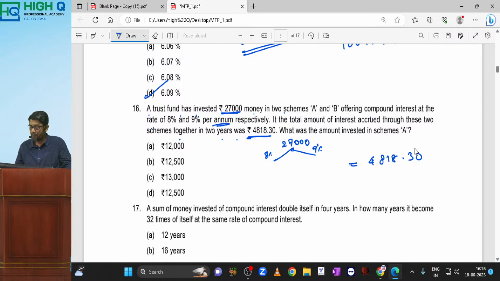Okay, we need to find out what? How much you have invested in scheme A. Let me use the trial and error method. That is the best method, my dear. Let us understand for how many years.